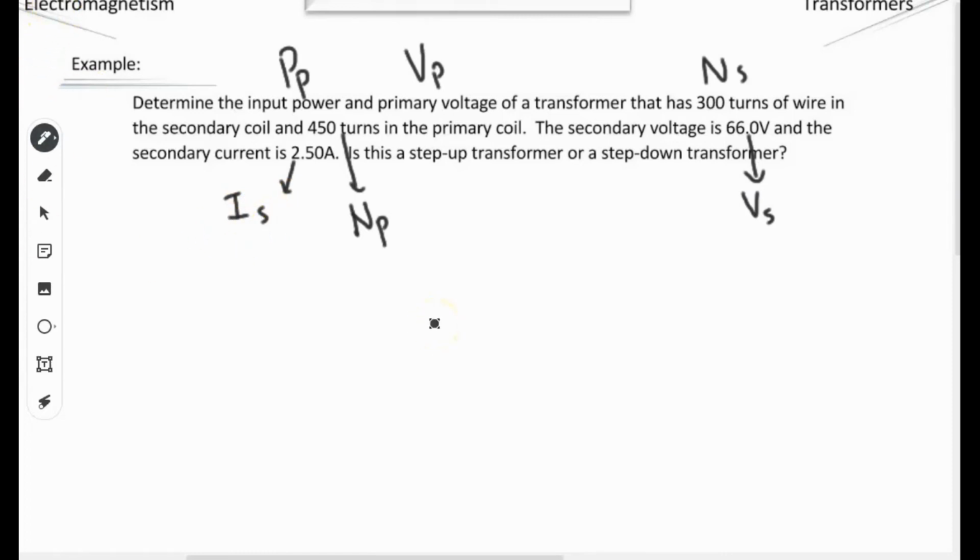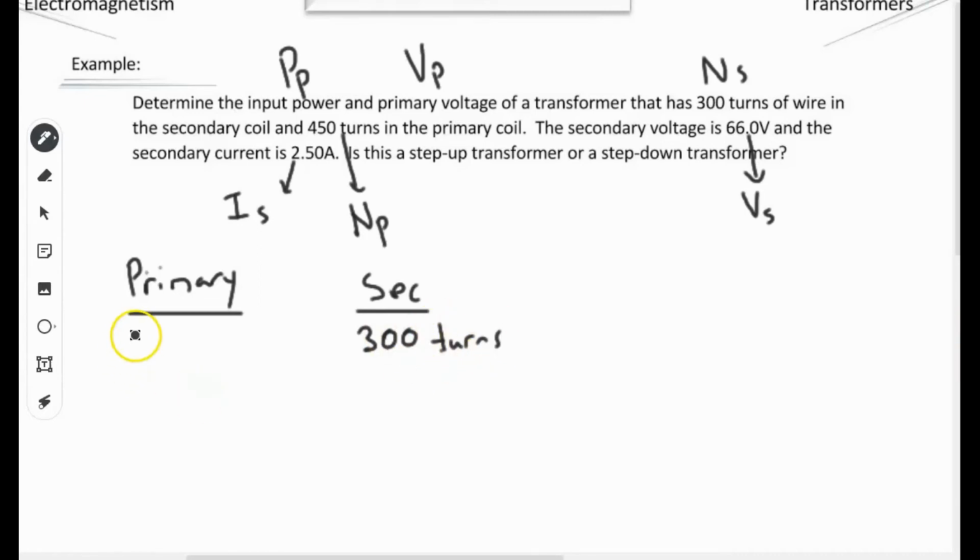So looking at this, it says, is this a step up or a step down transformer? That we can answer right away. Let's look at the number of turns. So in our secondary coil, we have 300 turns. Let's separate this: primary, and then secondary. So in our primary, we have 450, secondary, we have 300 turns.